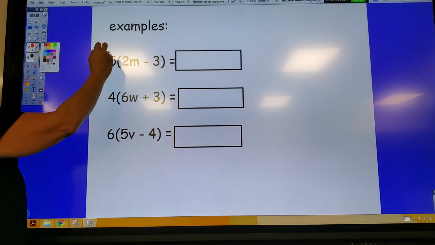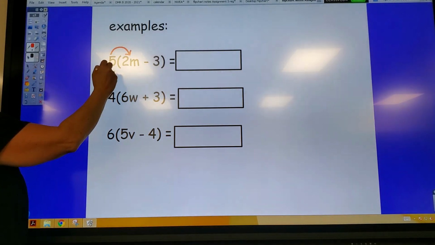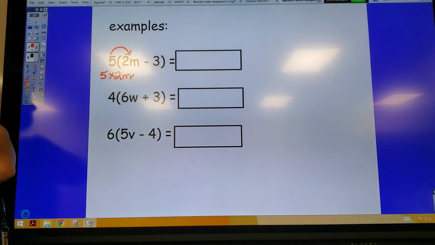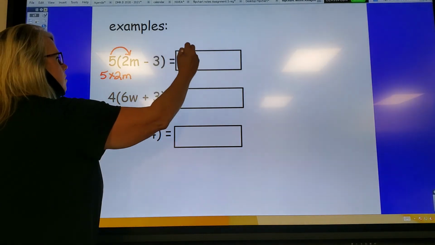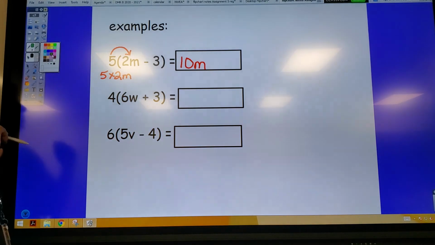All right, so we're going to do 5 times 2m. What is 5 times 2m? 10m. Now, my other classes didn't have to worry so much about negative numbers, but I'm going to kind of talk about negative numbers with you all, okay?